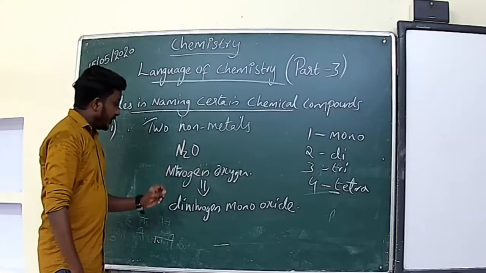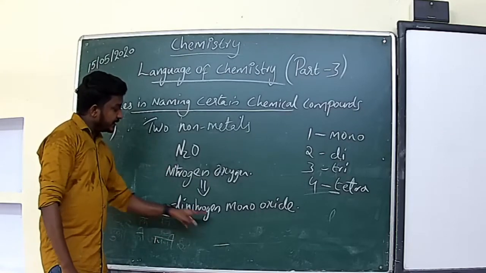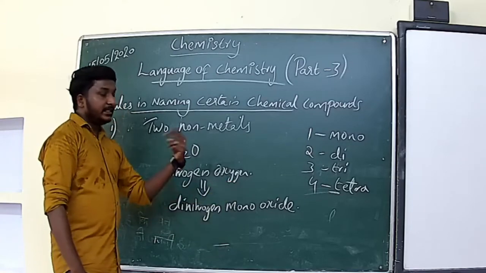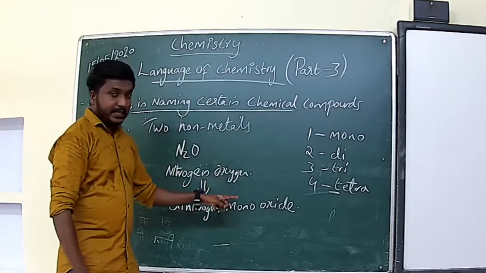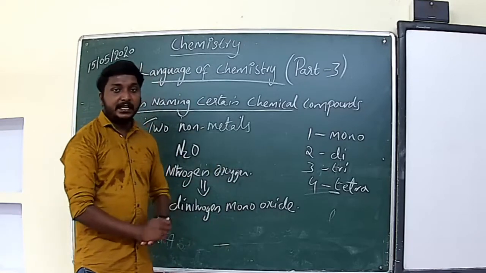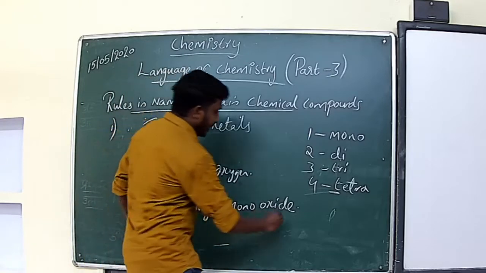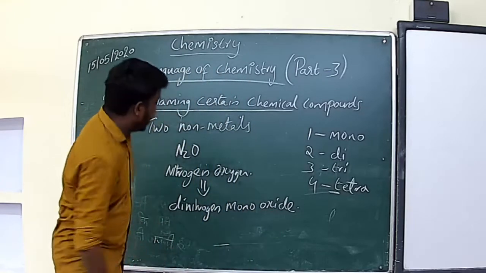So in this case, 2 atoms of nitrogen and 1 atom of oxygen. So we can prefix the nitrogen with di, because 2 atoms. So dinitrogen, and oxygen is 1, so dinitrogen mono. Then oxygen is a non-metal, and only the second element will suffix with IDE. So oxygen will suffix with IDE. Okay.